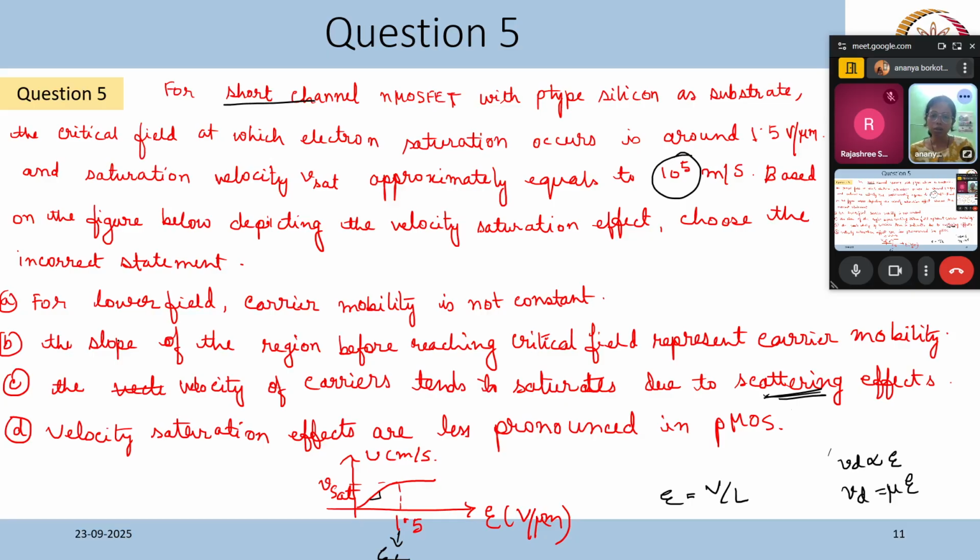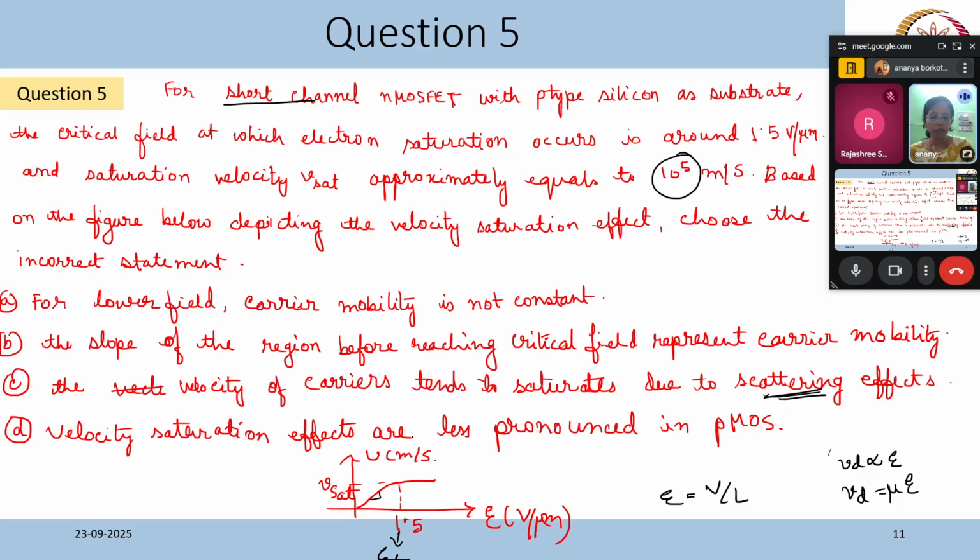So what is the incorrect statement out of this? As I told, the statement B, the slope of the region before reaching the critical field represents the carrier mobility. So this gives, I mean, dVd by d electric field, that gives our mobility, right? So this is true. The velocity of carriers tends to saturate due to scattering effect, that is also true. Okay, there will be some average saturation velocity after the critical electric field point.